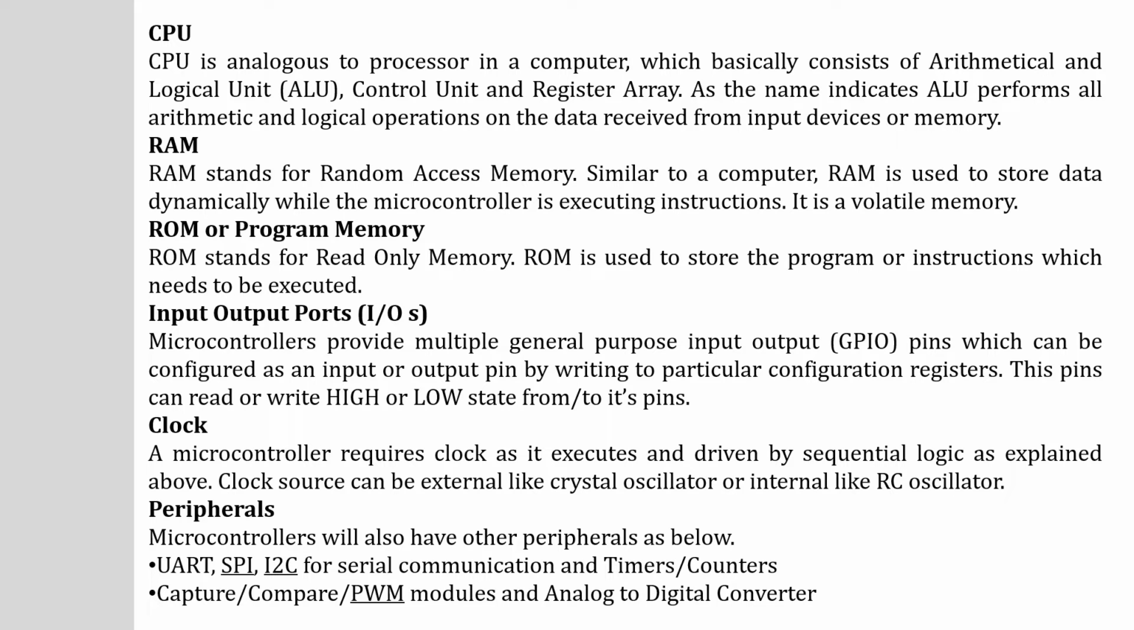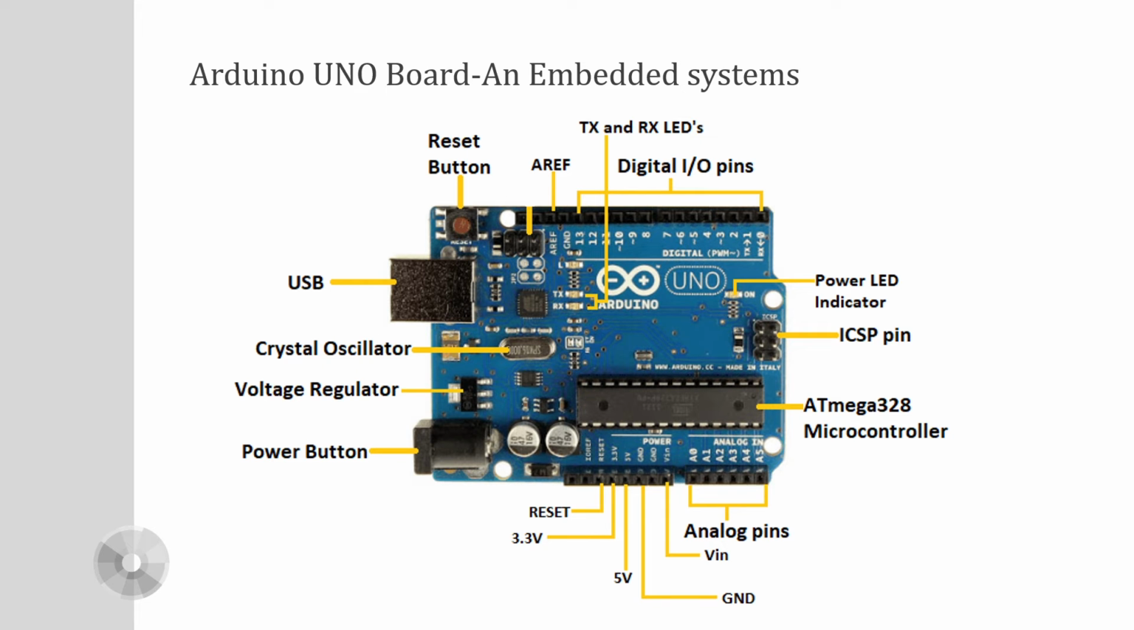Next, coming to the clock, a microcontroller requires a clock pulse to perform every function in it, as it is driven by sequential logic as explained above. The clock source can be external, like a crystal oscillator, or internal, like an RC oscillator. If we want to provide a clock source inside the microcontroller, it should be an RC oscillator. If we want to provide it externally, it should be a crystal oscillator. In the previous Arduino board, we used a crystal oscillator, which is external to the microcontroller.